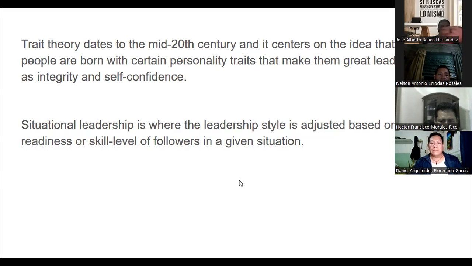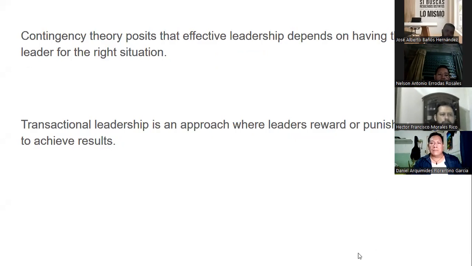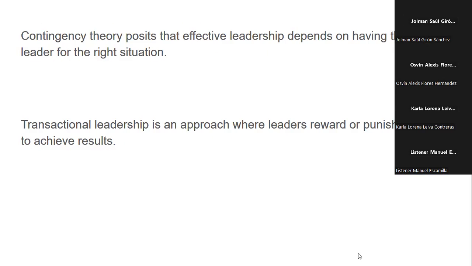Okay. So let's check the next one. That is going to be four. There are two other kinds of leadership theories. So this one is going to be for Holman, Saul. Okay, let's check then. Oswin Alexis. Contingency theory posits that effective leadership depends on having the right leader for the right situation.